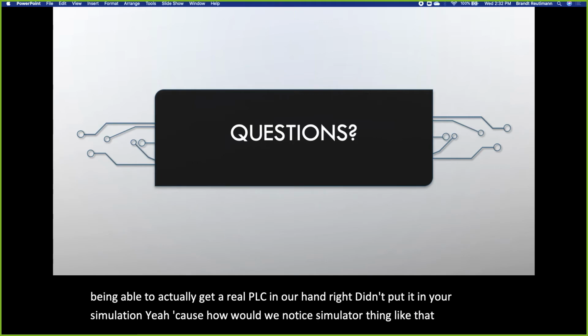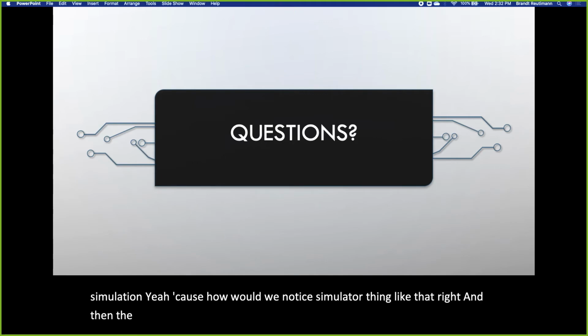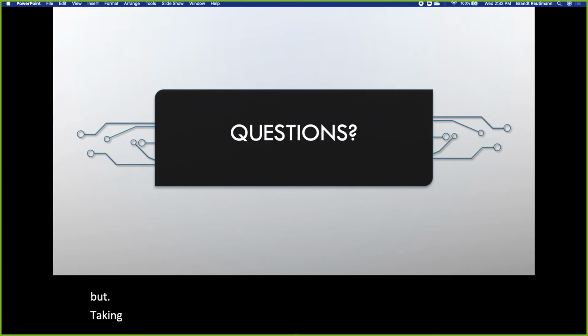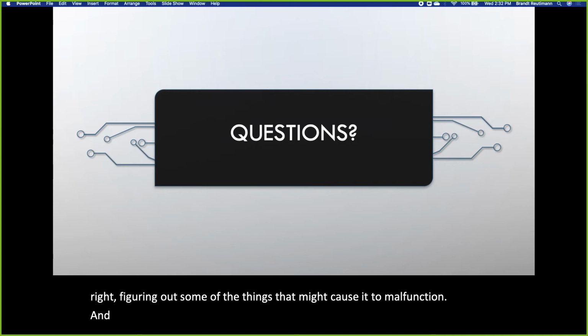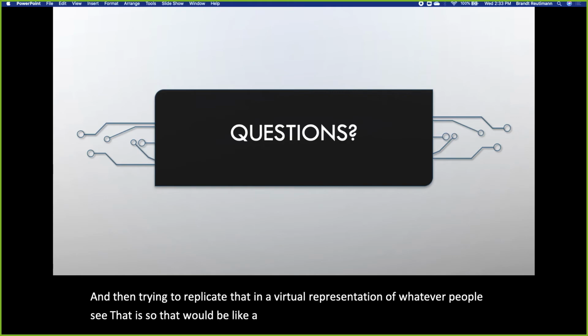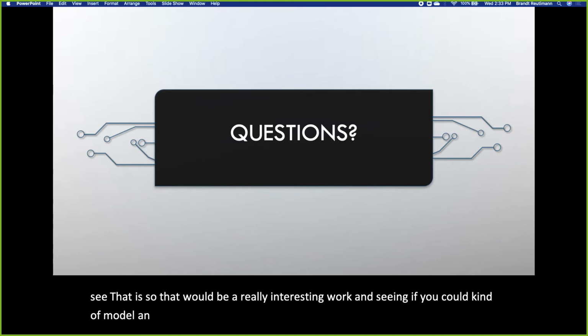And the flip side of it, and I think this was Jerry's idea, is taking a physical PLC, doing penetration tests on it, and figuring out some of those quirks, some of the things that might cause it to malfunction, and then trying to replicate that in a virtual representation of whatever PLC that is. So that would be really interesting work, seeing if you could model an existing physical controller as a virtual replica.